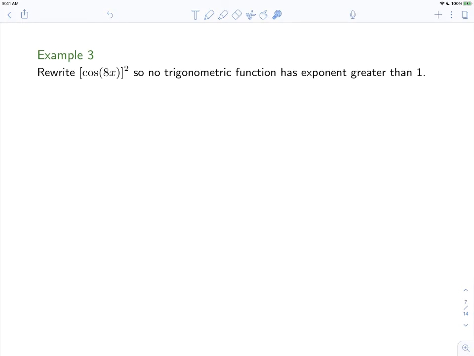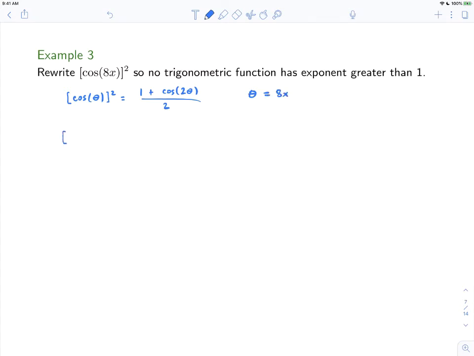Let's use the reduction formula to do this example. This example says rewrite cosine of 8x quantity squared so no trigonometric function has exponent greater than 1. So we want to use our reduction formula for cosine. Cosine of theta quantity squared is equal to 1 plus cosine of 2 theta divided by 2. And we want to use this with theta equals 8x.